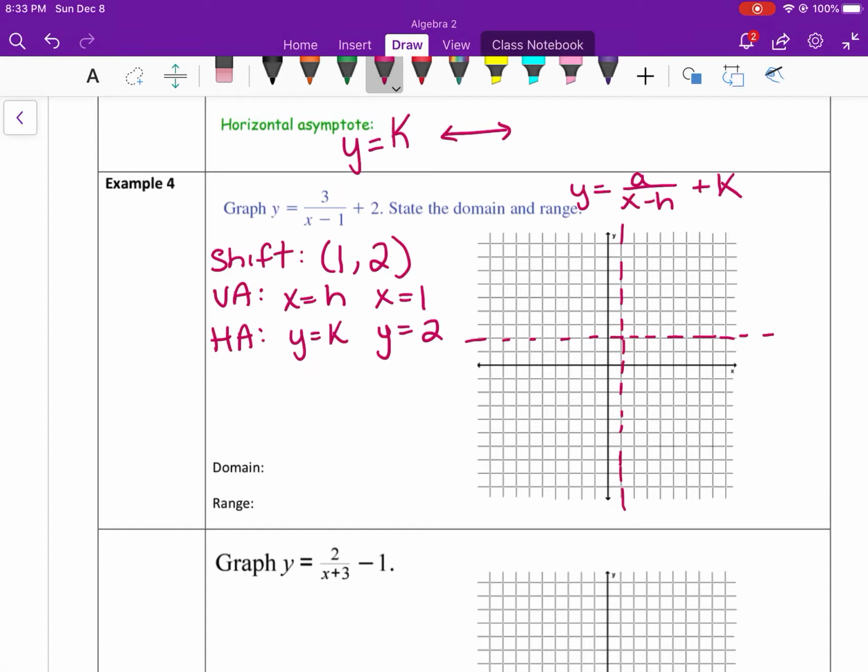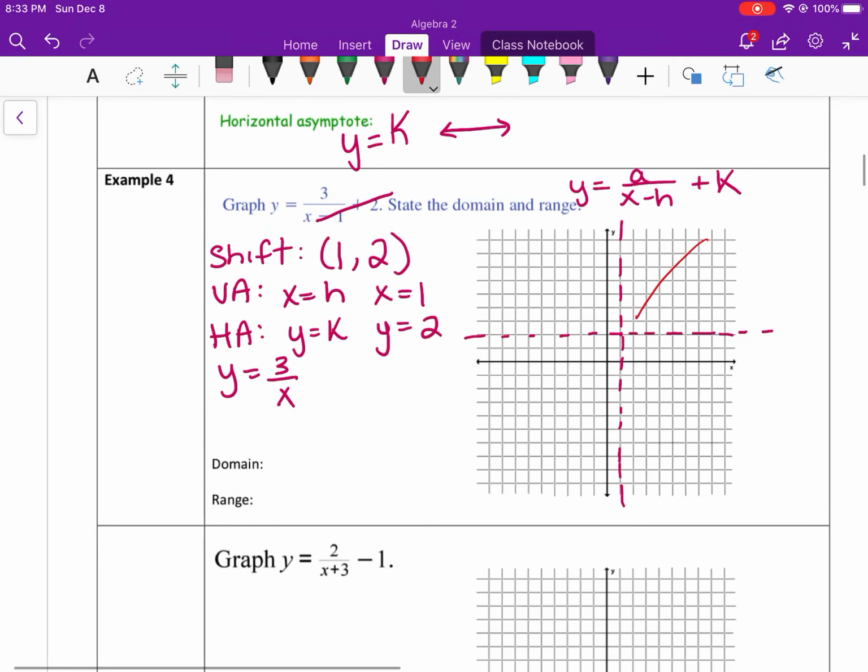And then to graph this, since we've already shifted the graph, we're going to take this shift off, and now we're just going to graph y equals 3 over x. When we graph just y equals 3 over x, we're going to pretend that this is the origin, the 0, 0 point. So we're going to graph from that point being 0, 0.